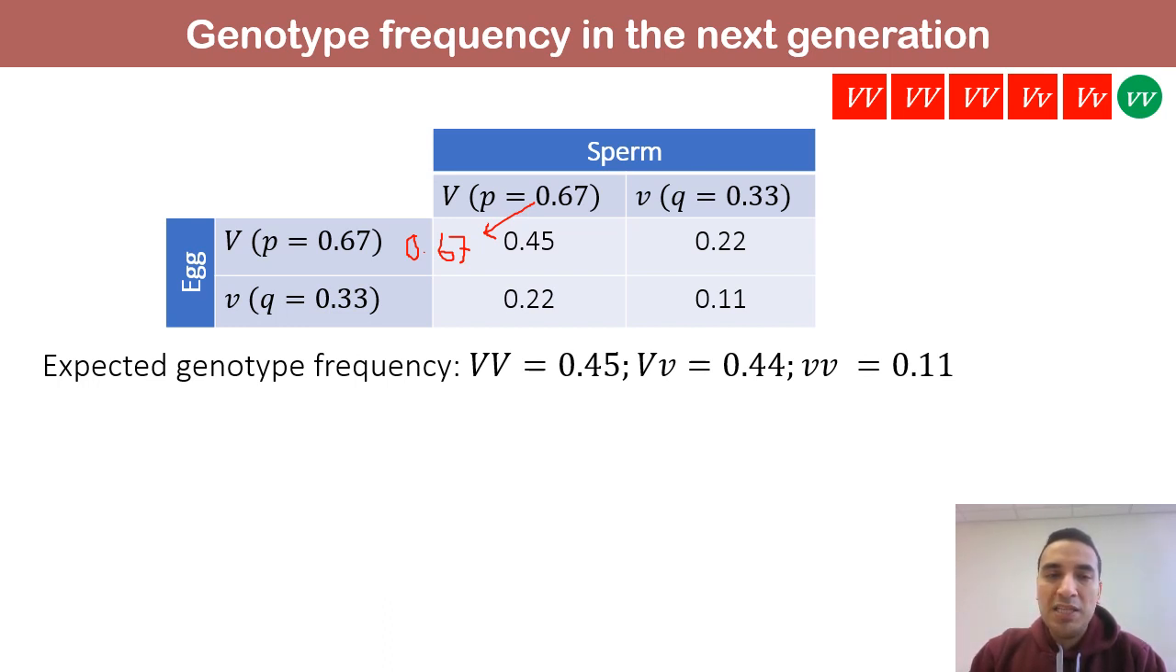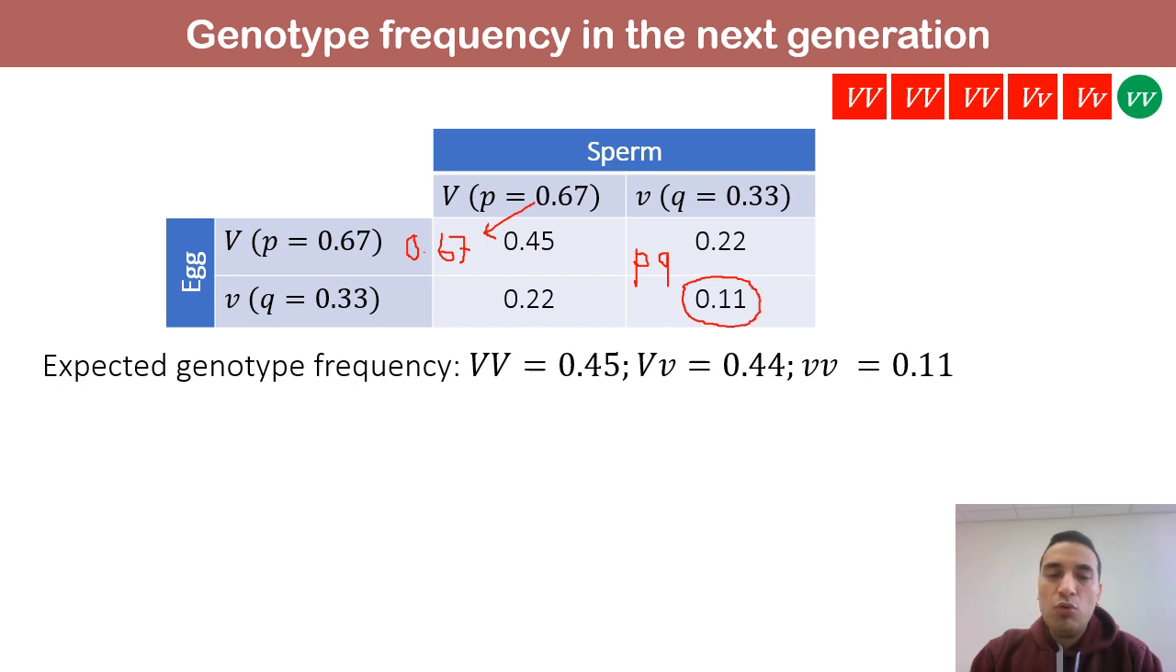Now we do the same thing here. So we multiply this P and Q. Essentially, this is P times Q. That's what we are trying to see, P times Q. That comes out to be 0.67 times 0.33, that is 0.22. The one at the bottom is also P times Q, so that is going to be 0.22 also. And the last one is Q times Q, so that is going to be 0.11.